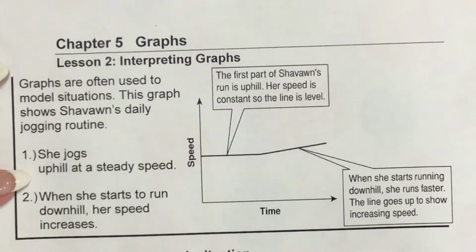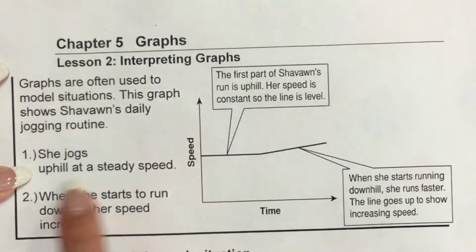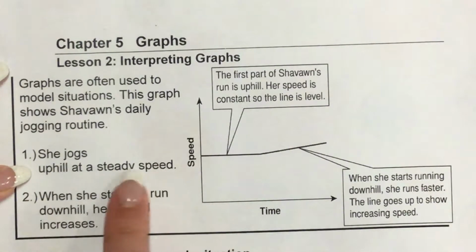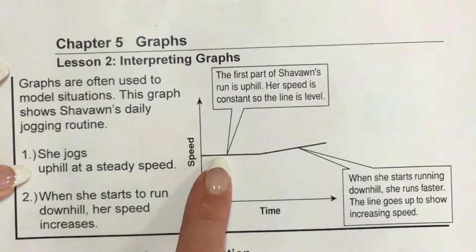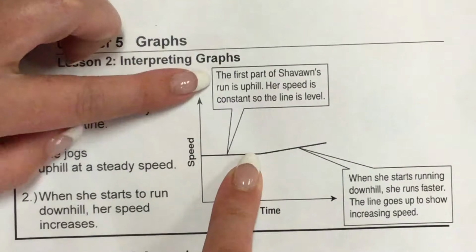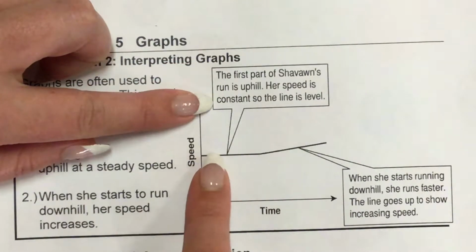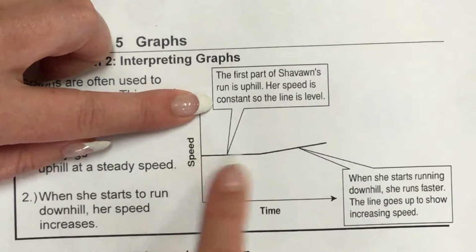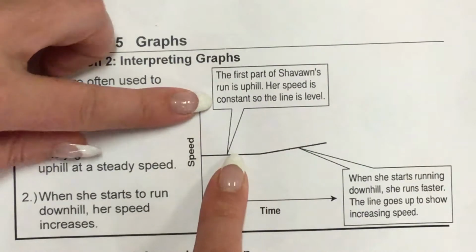Number 1, she jogs uphill at a steady speed. So that means here, we don't know exactly what the number is, but we know that the speed is steady, which would mean it would be the same. So as time increases, she is jogging at the same speed, and that's why this is consistent. It says the first part of Siobhan's run is uphill. Her speed is constant, so the line is level. So whenever you have a constant speed or a constant something, the line is going to be level here.